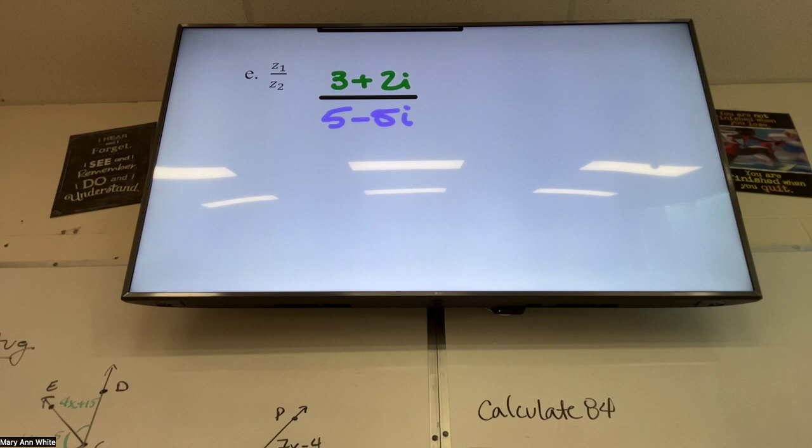Multiply by... I have to make it negative, so what am I going to multiply by? 5 plus 5i. We only change that middle sign. Do you remember what we call that? There's a name for how this and this are related to each other. Not reciprocal. It's called the conjugate.